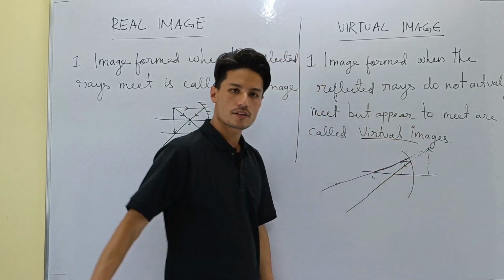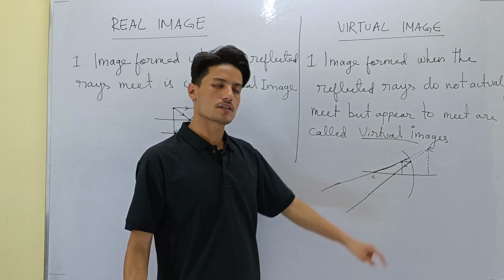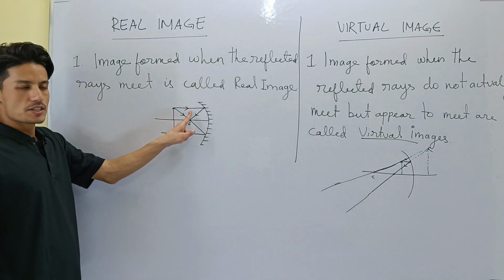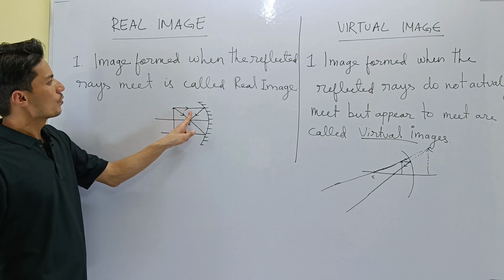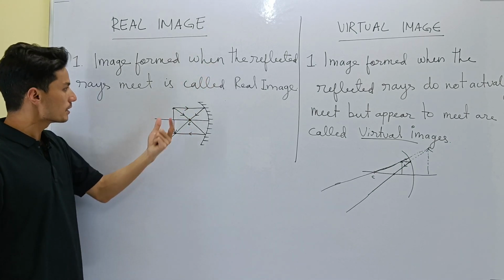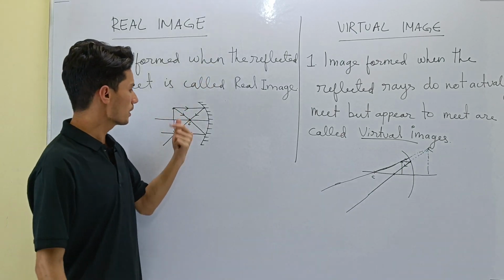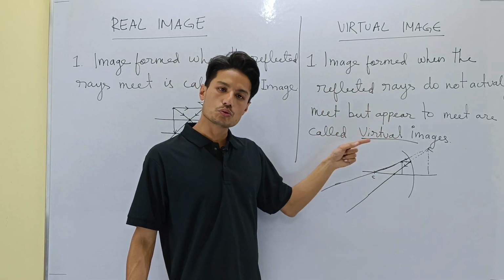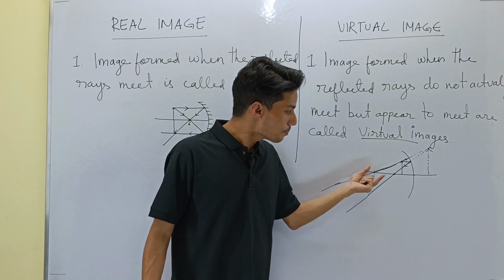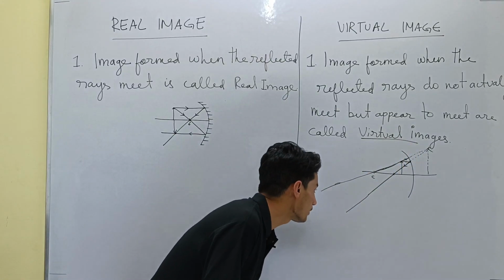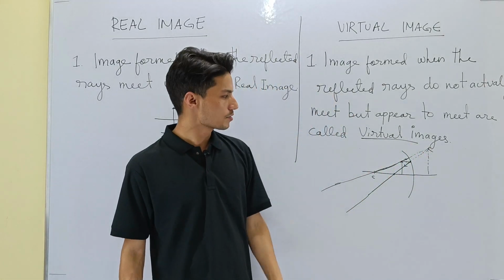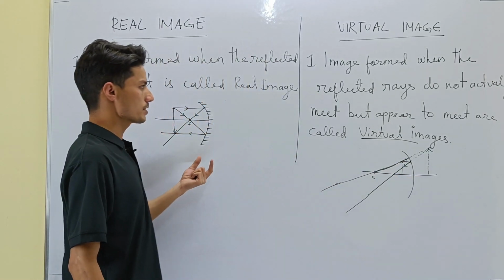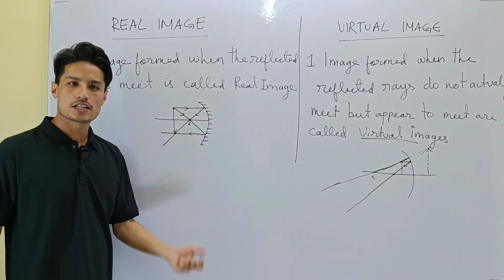So virtual images are this kind of images, whereas real images are those formed when the reflected rays meet. When the reflected rays meet, they form a real image, whereas when the reflected rays do not actually meet but appear to meet, because if I view from here then they appear to meet, such images are called virtual images. That is the first point of difference that you have to know for real image and virtual image.